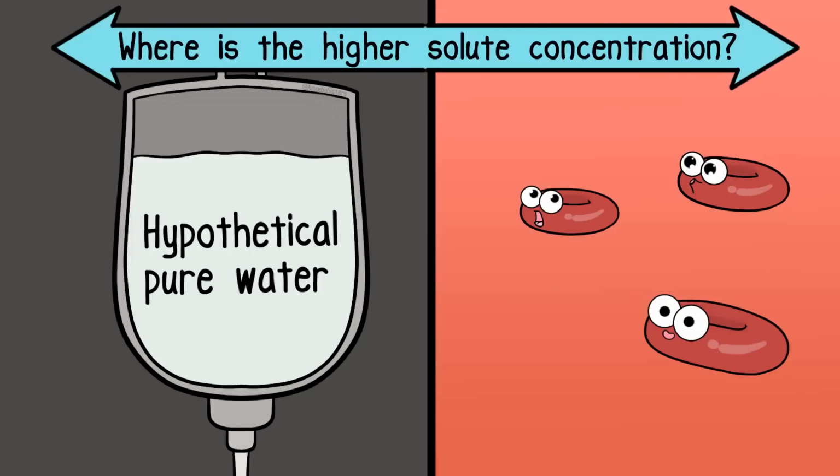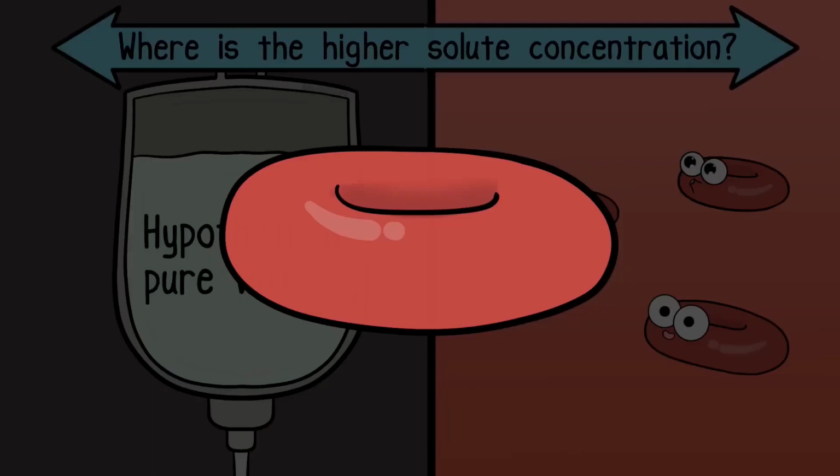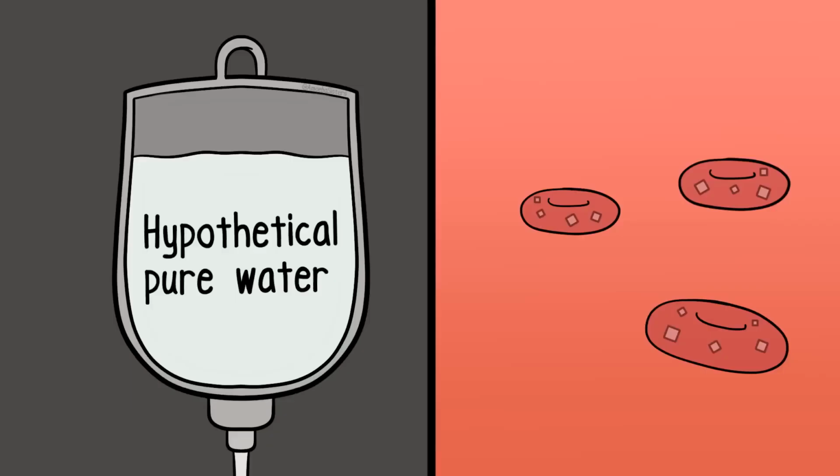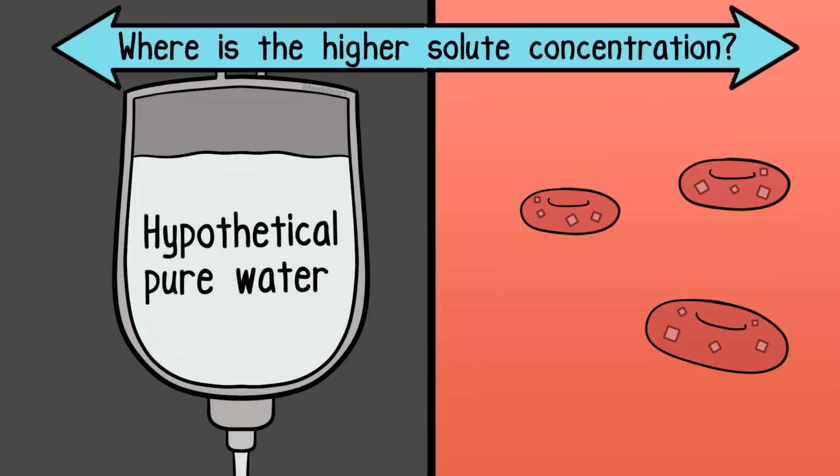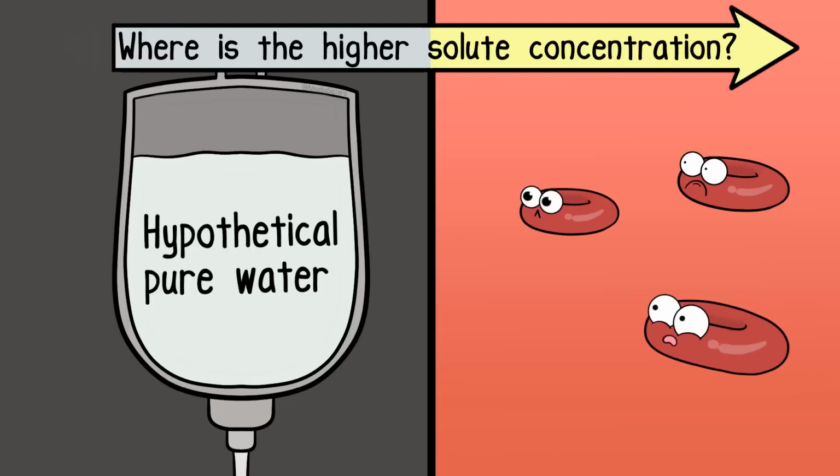The hypothetical pure water in this IV tube, or the red blood cells? Well, cells are not empty vessels. They contain solutes. The pure water that hypothetically is running through this IV tube has no solutes. So where does the water go? It goes to the area of higher solute concentration, which in this case is inside the cells.